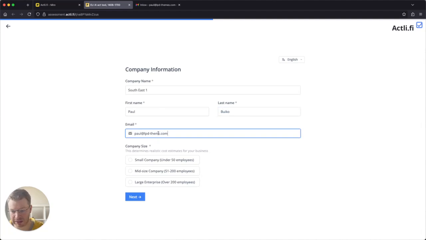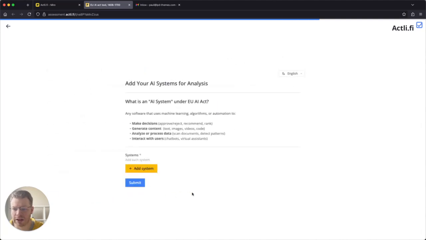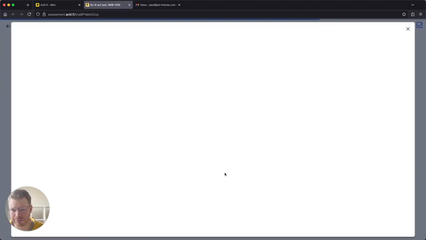All right, and now let's select the company size. I will select small company. So now here we have to add our AI systems. What is an AI system under the EU AI Act? Any software that uses machine learning, algorithms, and automation to make decisions, generate content, analyze or provide data, or interact with users. Let's add our first system.